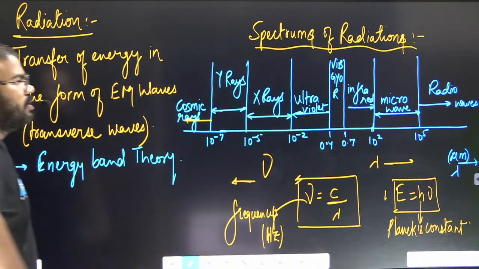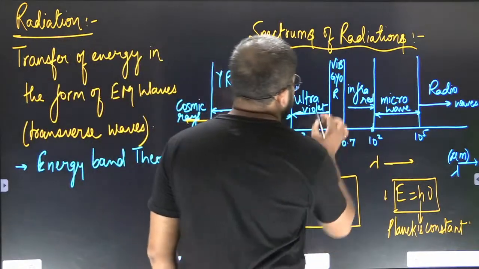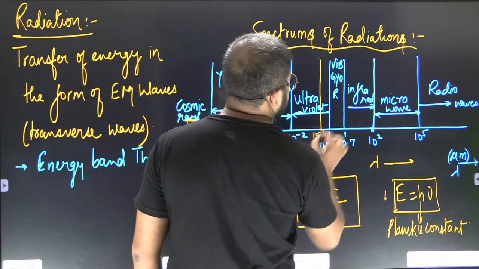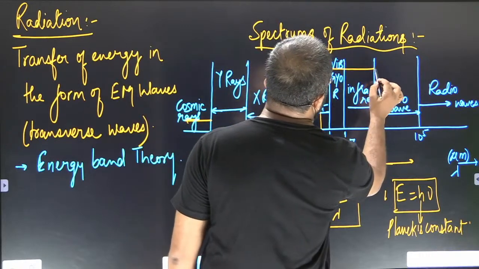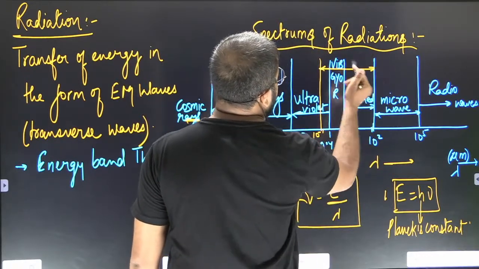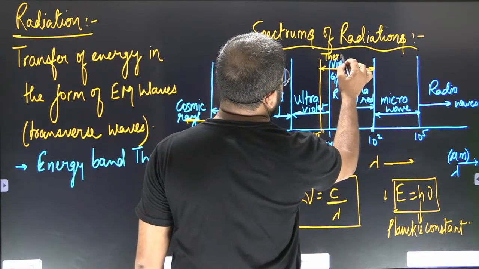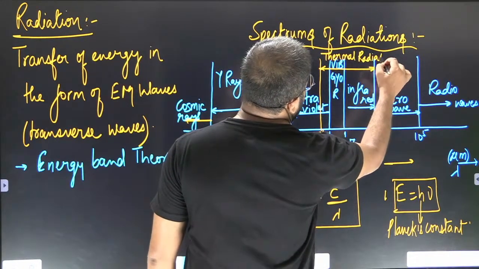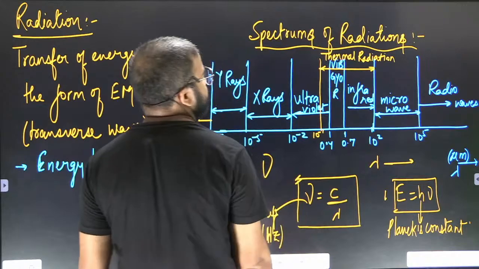Okay. For us, let me tell you this: 10 to the power minus 1. Only this part is important. Only this part we'll study, because this part falls under thermal radiation. Why only this part? Why not the other ones?